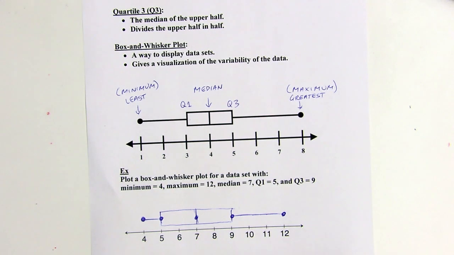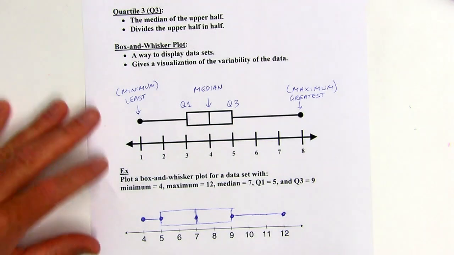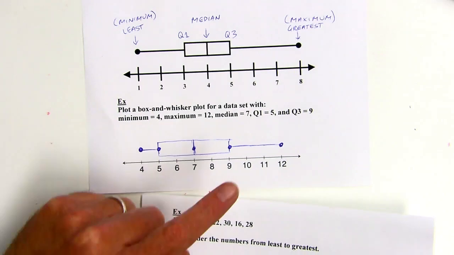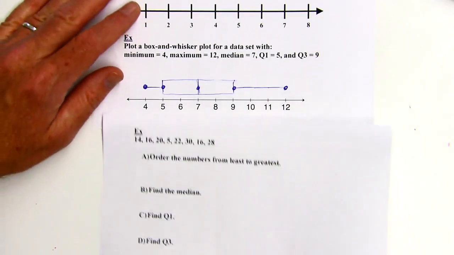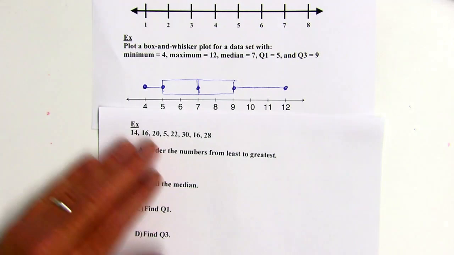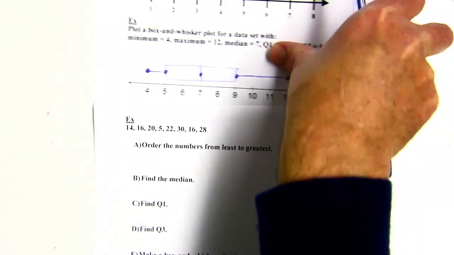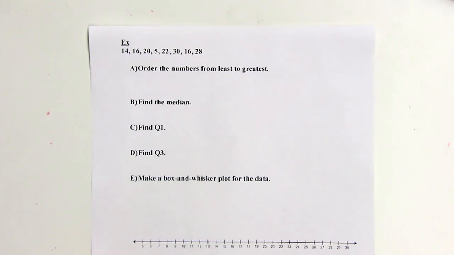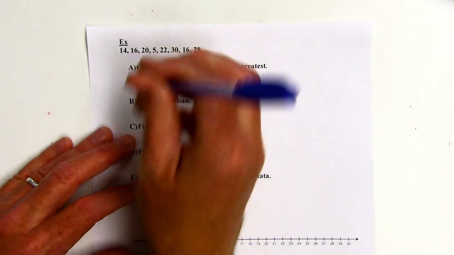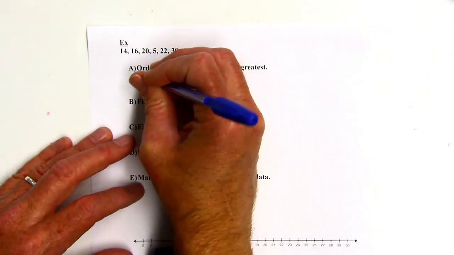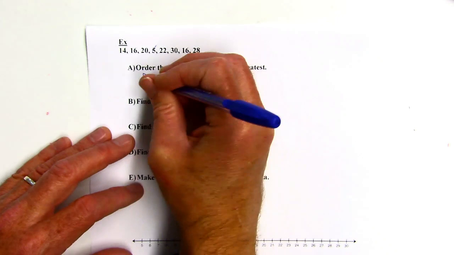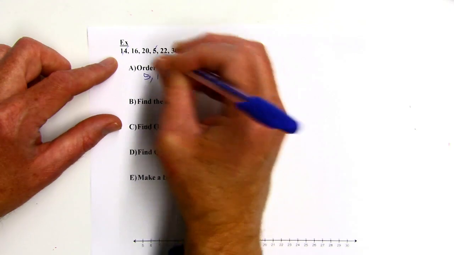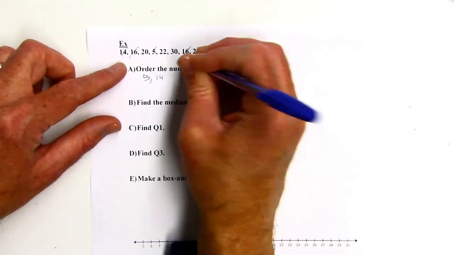Now let's try making a box and whisker plot where we're just given a list of numbers. So we're not going to be given the minimum, maximum, median, Q1, and Q3. We've got to find those things for ourselves. So we have this list of numbers here. First thing I'm going to want to do on a problem like this is order these numbers from least to greatest. So the 5 is the smallest. I'll cross them off as I go. Then I've got the 14. Then there are 2 16s.